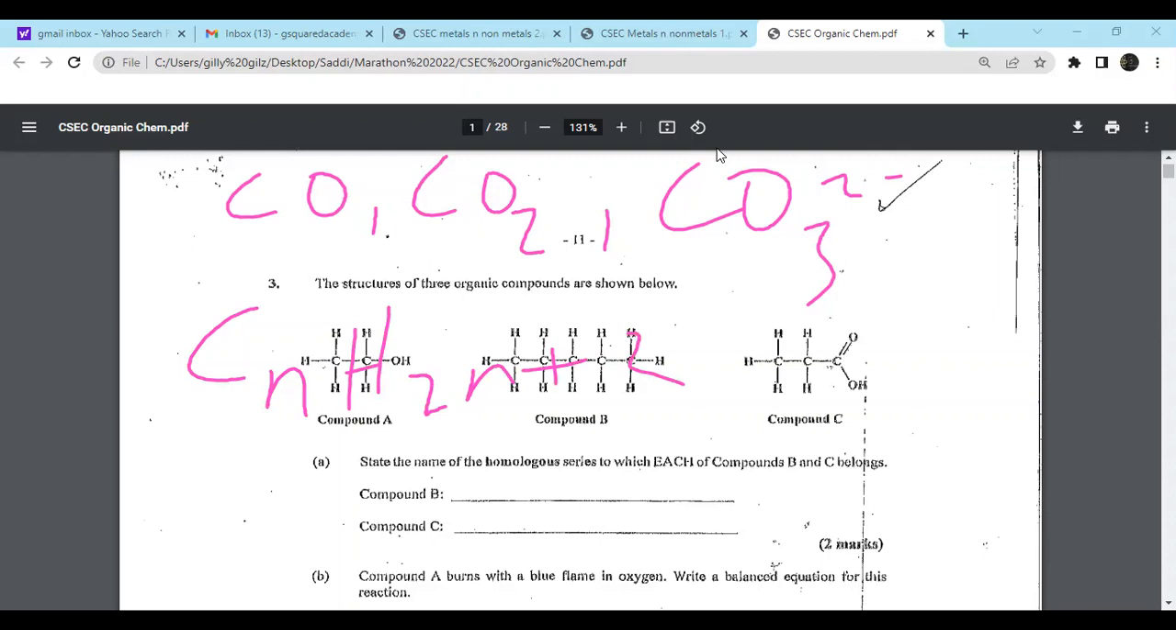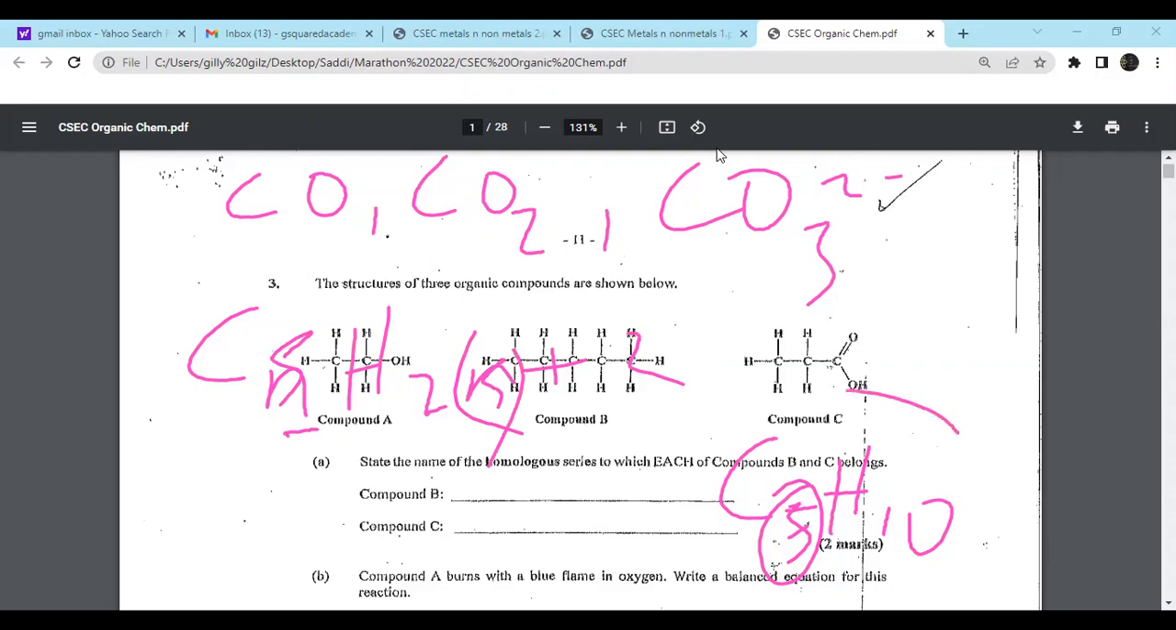N represents the number of carbons. So if I have a compound with the formula C5H10, I can tell if that's an alkane or not. All right? I just take the number of carbons, which is 5, and put it in the formula. So it would be C5, 2 times 5 plus 2. So that doesn't fit the formula. So therefore, C5H10 is not an alkane because it doesn't fit that formula.